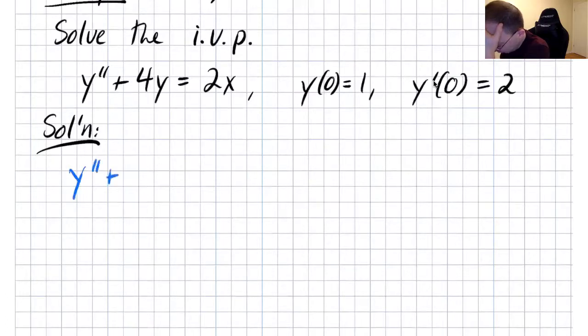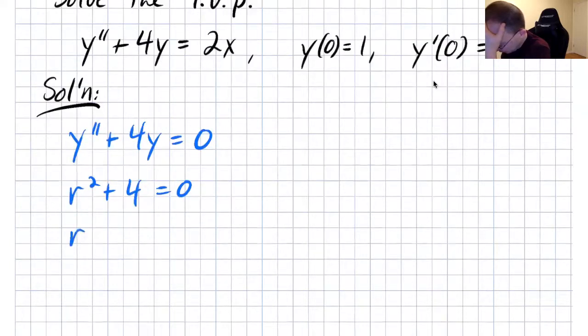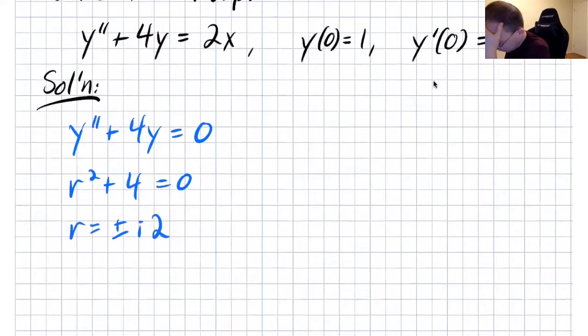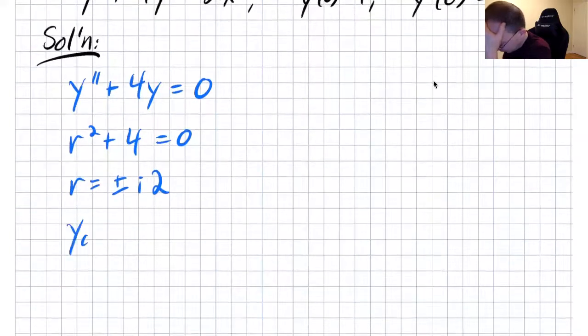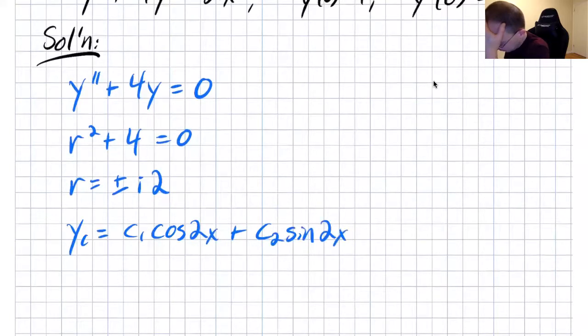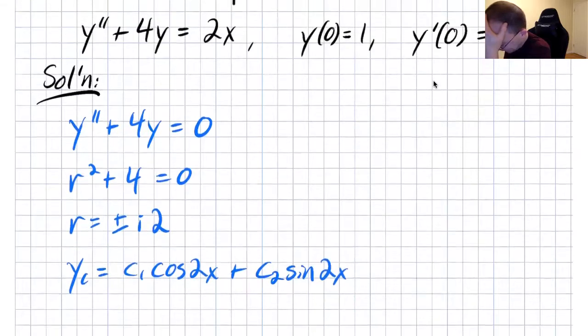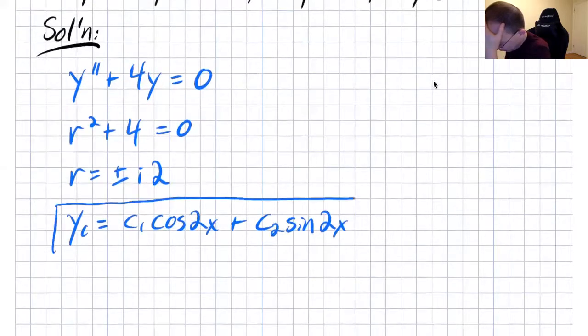So first of all, again, we always start by solving the homogeneous equation. Let's see, so r squared plus 4 equals 0. So r is equal to plus or minus I times 2. And so therefore the complementary solution is going to be C1 cosine 2x plus C2 sine 2x. Okay, great.